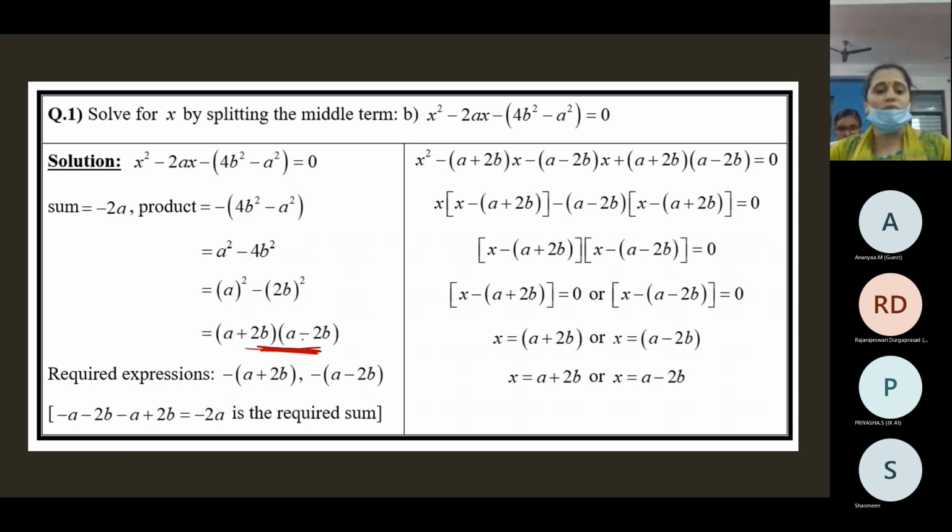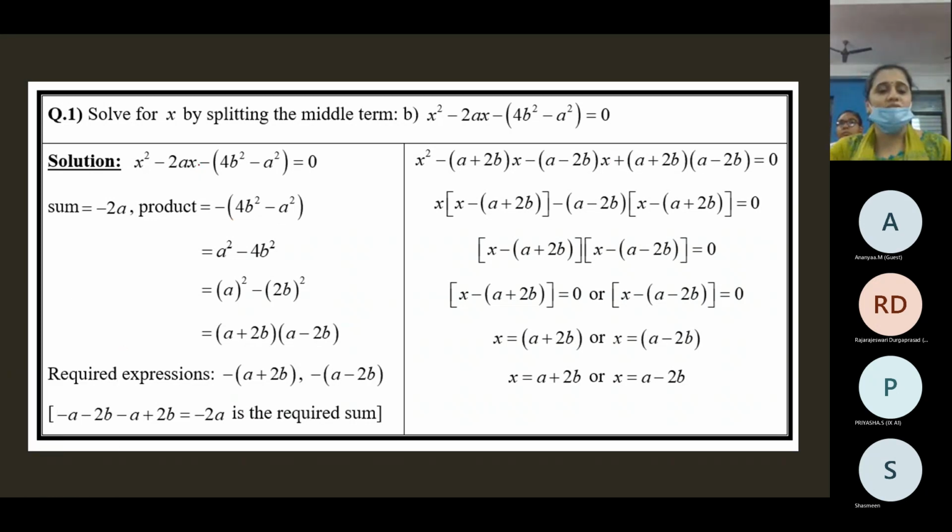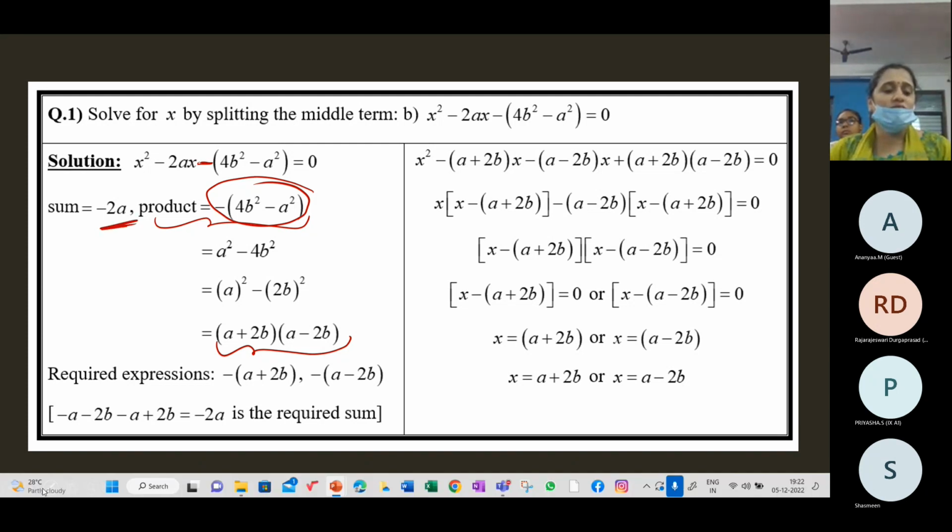See, these two will satisfy the product, minus of 4b square minus a square. See, I've taken the sign also. So here you should put a plus sign, because I've taken it along with the sign. You have to know the product you should take with the sign. You cannot ignore the sign for the product here. You have to take it with the sign. Okay, so this product a plus 2b into a minus 2b will give you this product. But does it satisfy the sum? That you will have to check.